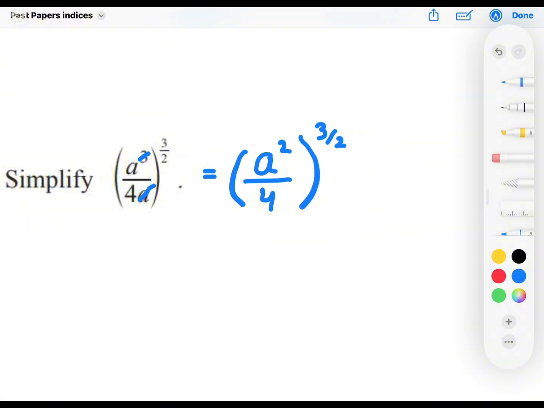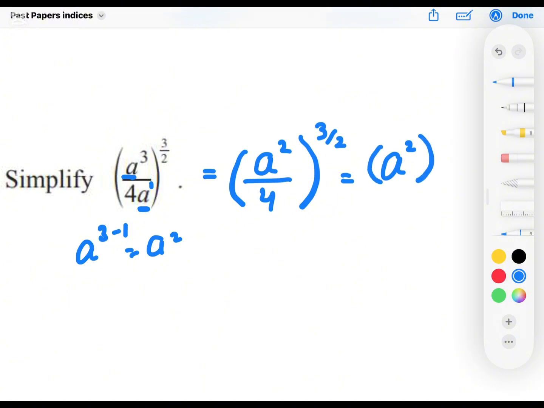If you don't understand how I cancelled out, we know the rule that when the bases are same and they are dividing, their powers will be subtracted. There is no power on this one, this means 1, so it will become 3 minus 1, so it will become a square. That's what I wrote, a square. Okay, so a square upon 4 whole power 3 upon 2. Now I will apply the power 3 upon 2. So a raised to the power 2 will get 3 upon 2, and 4 will also get 3 upon 2.